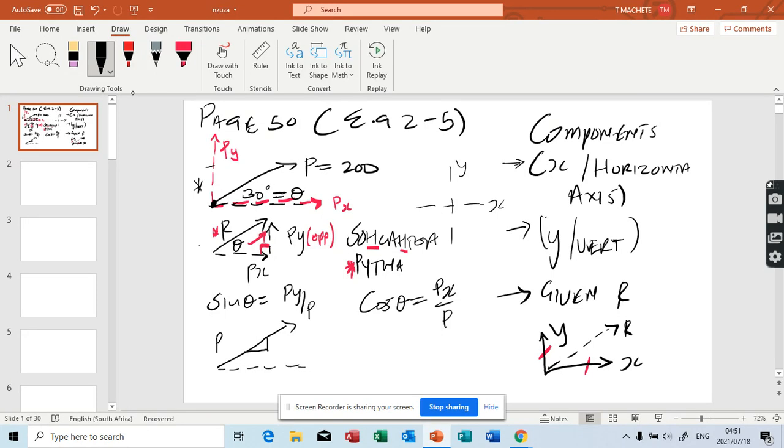If this one is p, if p is equal to 200, I'm going to do the same example, instead of writing that theta, it's cost.